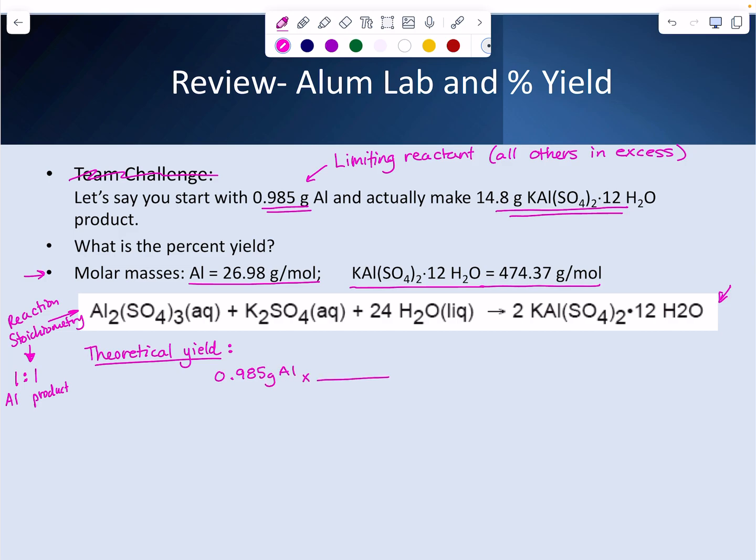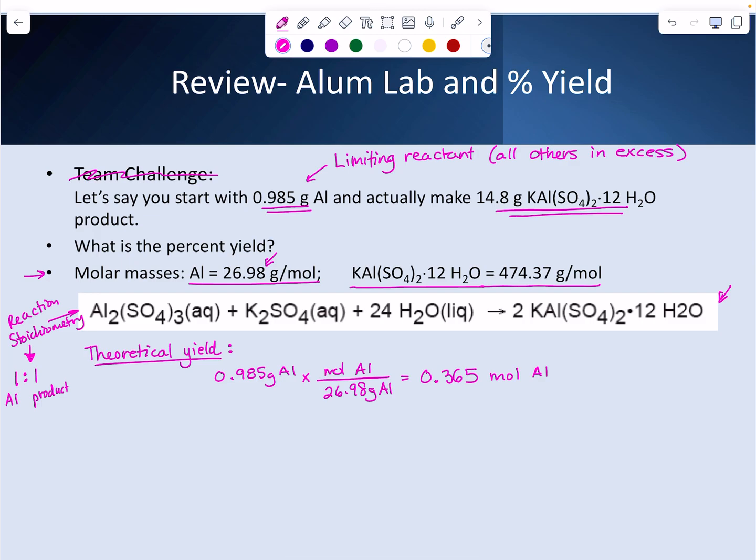And again, we are first converting into the units of moles, right? So we want moles of aluminum. We've got our molar mass right here, so that's going to be 26.98 grams per mole. All right, and that gives us 0.0365 moles of aluminum, okay?